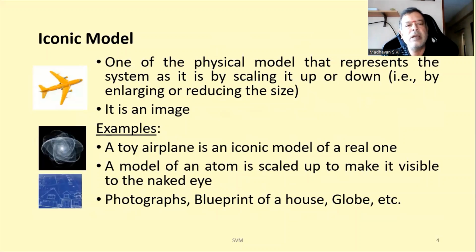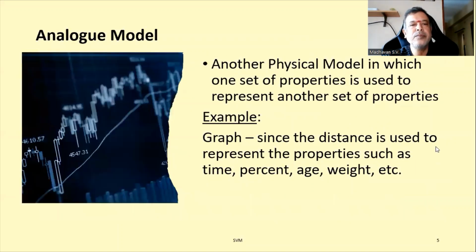Now, iconic model. It is one of the physical models that represents the system as it is by scaling it up or down, means by either zooming it or reducing or minimizing the size of it. So basically, it is an image. For example, a toy airplane is an iconic model of a real one. A model of an atom is scaled up to make it visible to the naked eye. Then blueprints, photographs, globes, etc., are also iconic models.